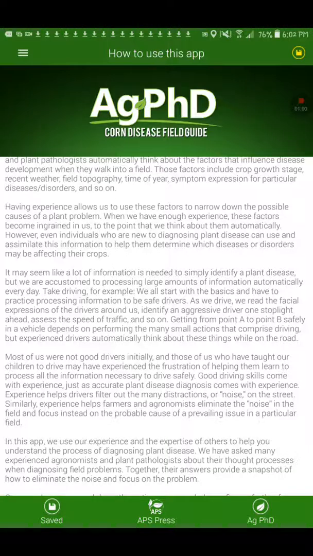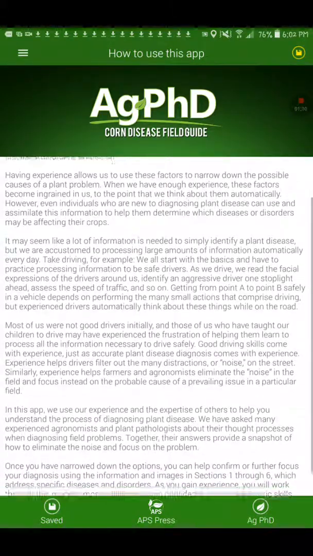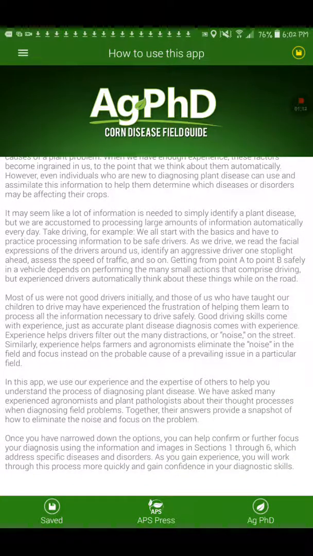However, even individuals who are new to diagnosing plant disease can use and assimilate this information to help them determine which diseases or disorders may be affecting their crops. It may seem like a lot of information is needed to simply identify a plant disease, but we are accustomed to processing large amounts of information automatically every day.